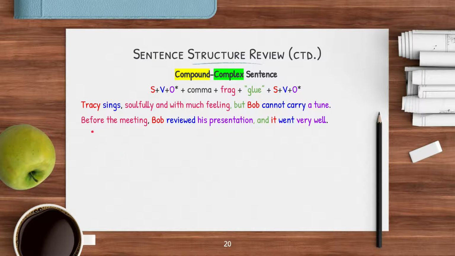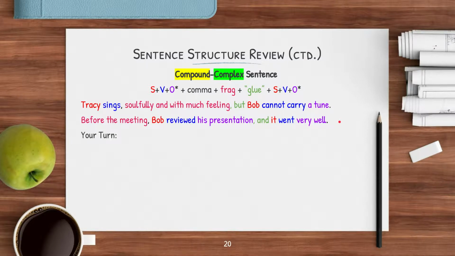Another example. Before the meeting, comma, Bob reviewed his presentation, comma, and it went very well. Before the meeting is the fragment. There's a comma to separate it from the full sentence. Bob reviewed his presentation. Bob is my subject. Reviewed is the verb, and his presentation is the thing being reviewed. So that's the object. I need glue to add in a new sentence, right? So comma and. It is my subject for the second sentence, which is a callback to the presentation, right? Went is the verb, and then very well is what is receiving the action, right? The quality of the presentation.